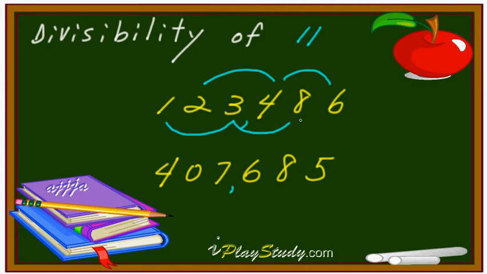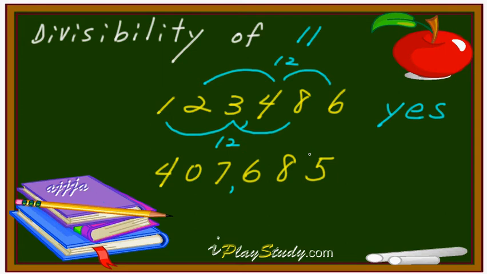Let's add on the top first. 2, 4, 6, that means 12, right? 12. What about this one? 8, 3, that's 11, 1, 12. 12 and 12, exactly the same. So that's why this one is divisible by 11. Yes, very interesting.